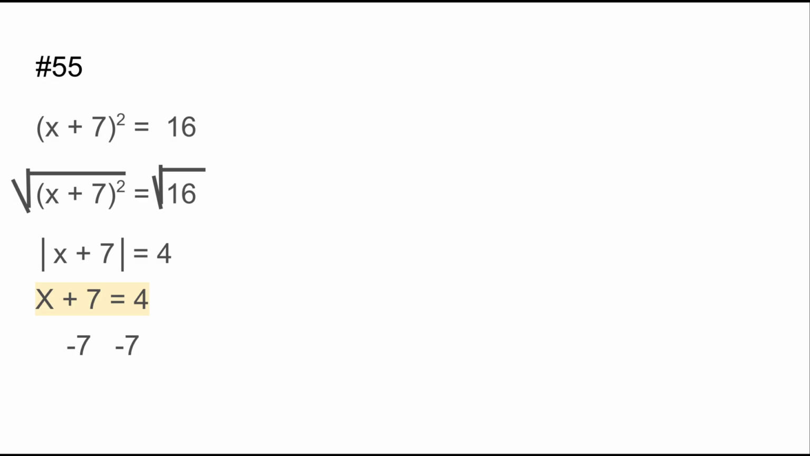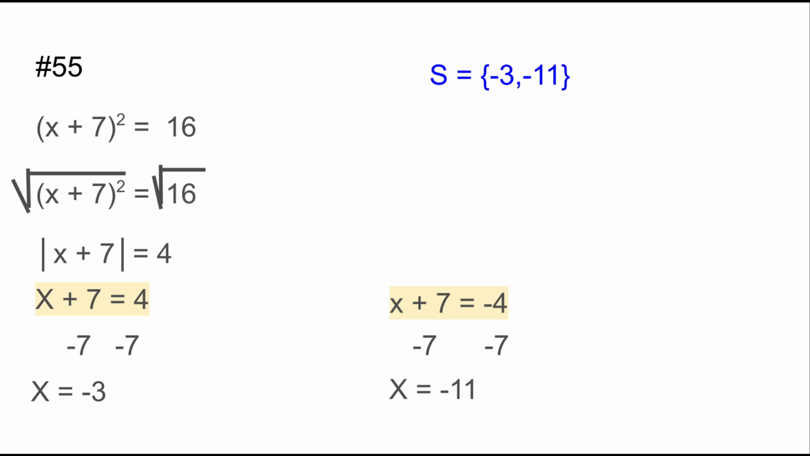Then we're going to subtract 7 from both sides. X equals negative 3. Solve our second equation. Minus 7 on both sides. X equals negative 11. These are our two solutions.